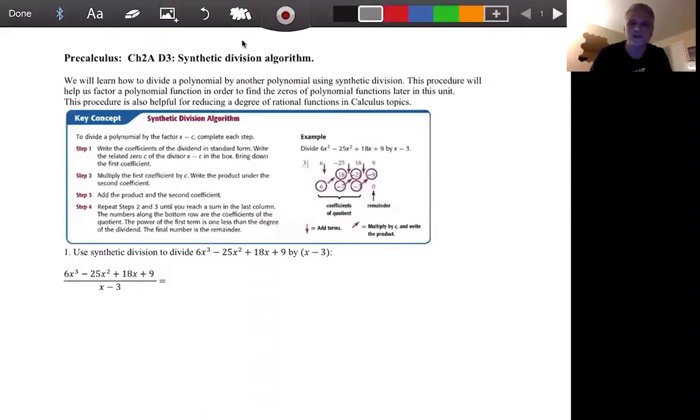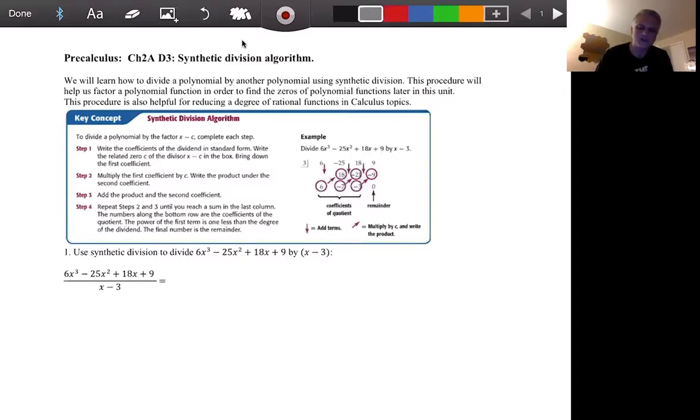Precalculus, Chapter 2A, Day 3, Synthetic Division. All right, now we're going to be dividing some polynomials by binomials. So here's a nice little example that we are going to start with. We are given the polynomial 6x cubed minus 25x squared plus 18x plus 9. And we want to divide it by x minus 3.